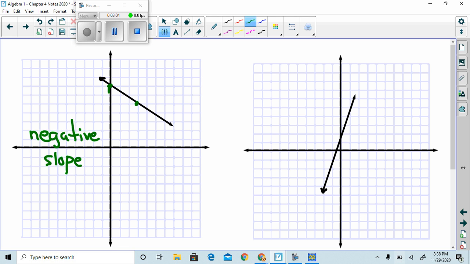Now for the actual number. I'm counting down 1, 2, and over 1, 2, 3. It was again down 2, that makes it negative 2 over 3. Let's just check that again. It goes down 2 and over 1, 2, 3. And as we said earlier, slope is constant.